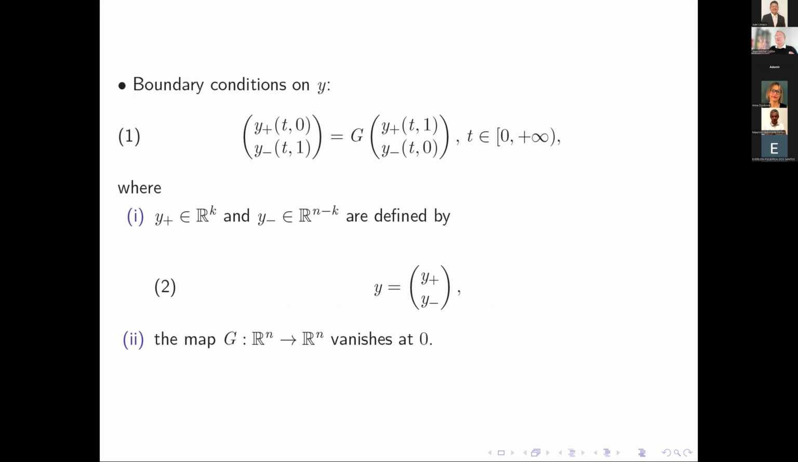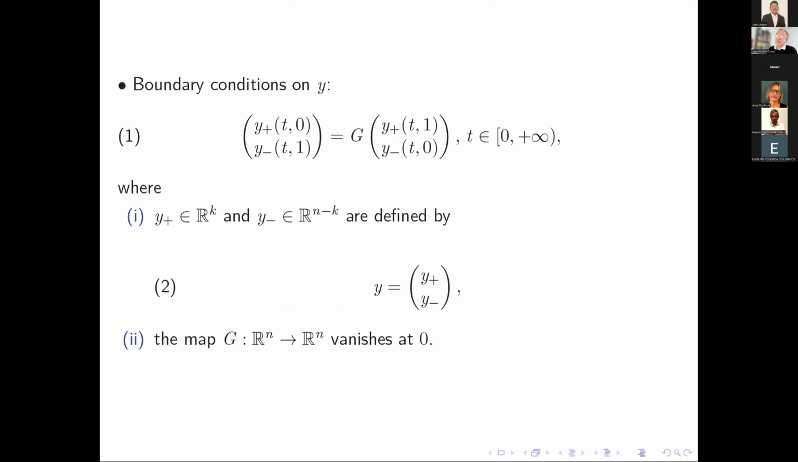Now, this is the equation. Now we have the boundary condition, condition 1. You say what is going inside the domain. For example, on the left-hand side, you have to consider the component which has a positive velocity, because you want to enter into the domain. So this is y plus of t and 0. On the right-hand side, what is going inside the domain, inside 0, 1, is the component which has a negative velocity. So it takes the form given by 1: what is going inside the domain is a function of what is going outside the domain.